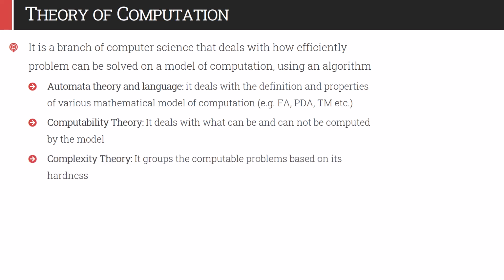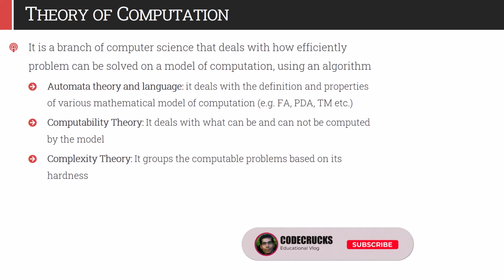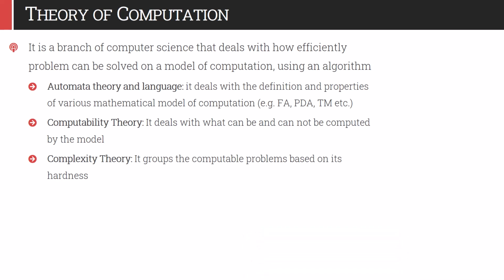And finally, there is complexity theory. Complexity theory basically determines how hard particular problems are, so that we can group problems with similar complexity together. These problems can be solved in linear time. These problems can be solved in logarithmic time. These problems are exponential time problems. So complexity theory allows us to compare problems based on their hardness, or we can categorize the problems according to their computational cost. So that was all about the introduction of the theory of computation.